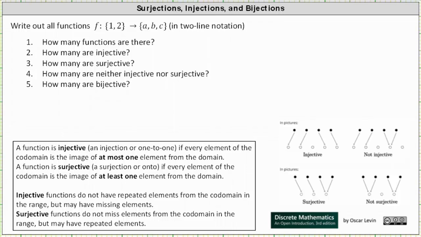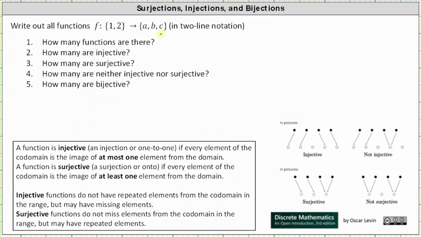We're asked to write out all the functions f that map the set with elements 1 and 2 to the set with elements a, b, and c in two-line notation, where the set with elements 1 and 2 is the domain, and the set with elements a, b, and c is the codomain. Because the first input has 3 possible outputs, and the second input has 3 possible outputs, and 3 times 3 is equal to 9, there are 9 possible functions.